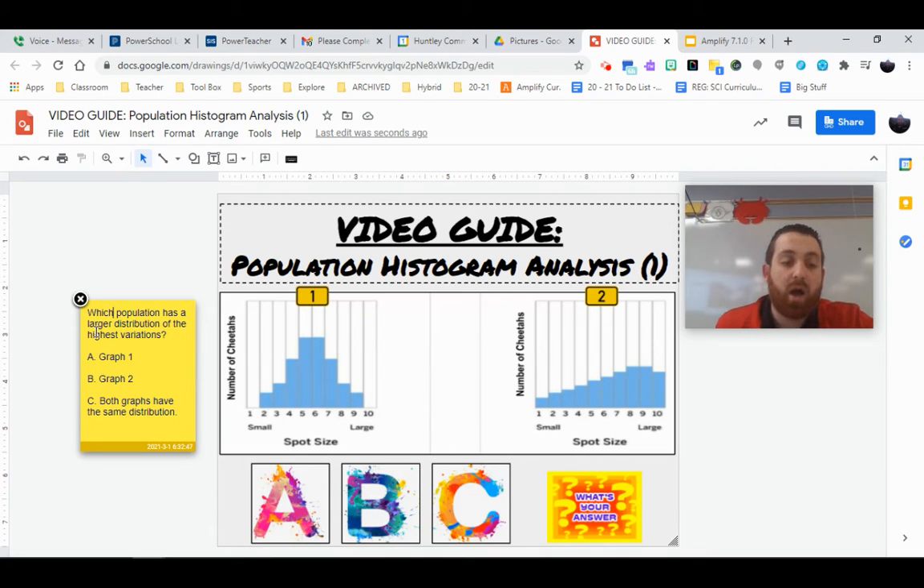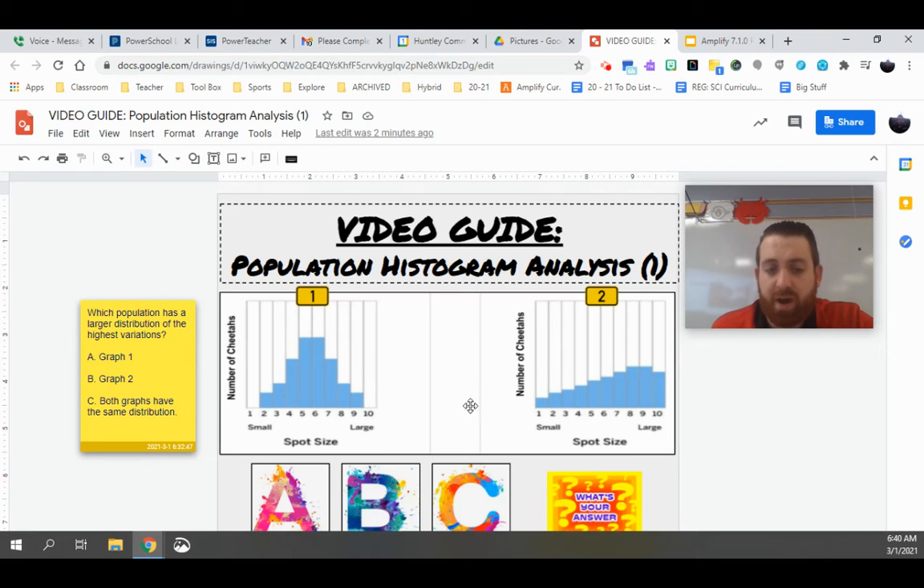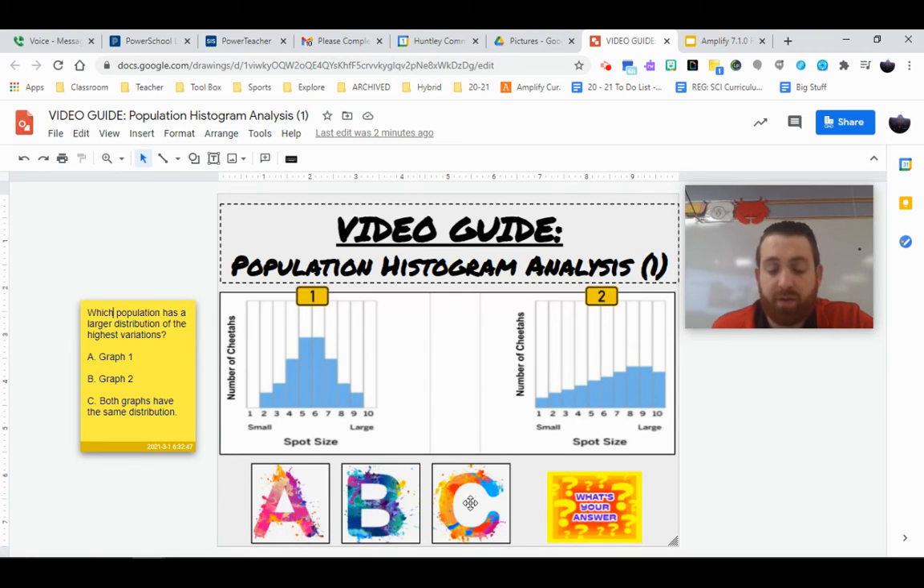So first question, which population, 1 or 2, has a larger distribution of the highest variations? Hopefully we understand all the vocab involved here, but obviously our answers are graph number 1, graph number 2, or is it C? Both graphs have the same distribution for that answer. So which population has the larger distribution of the highest variation? Do you think it's A, graph 1, B, graph 2, or is it both graphs for answer C?